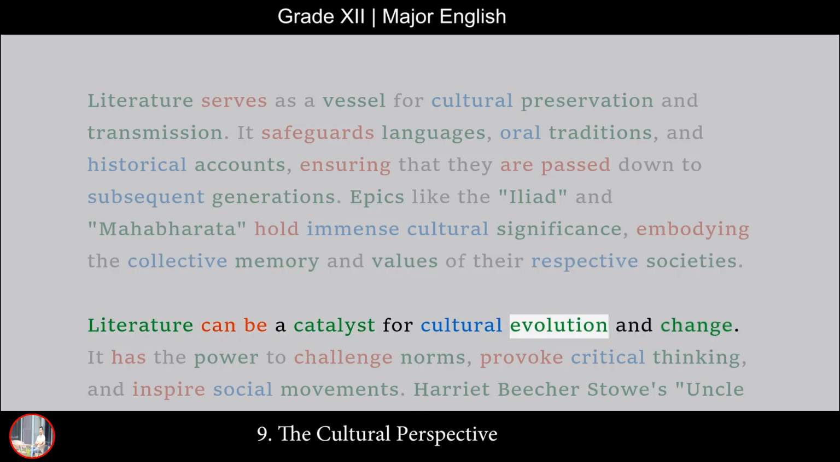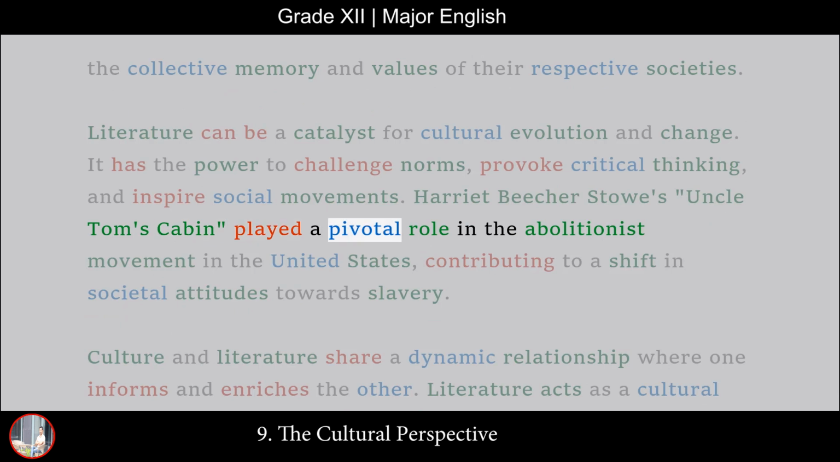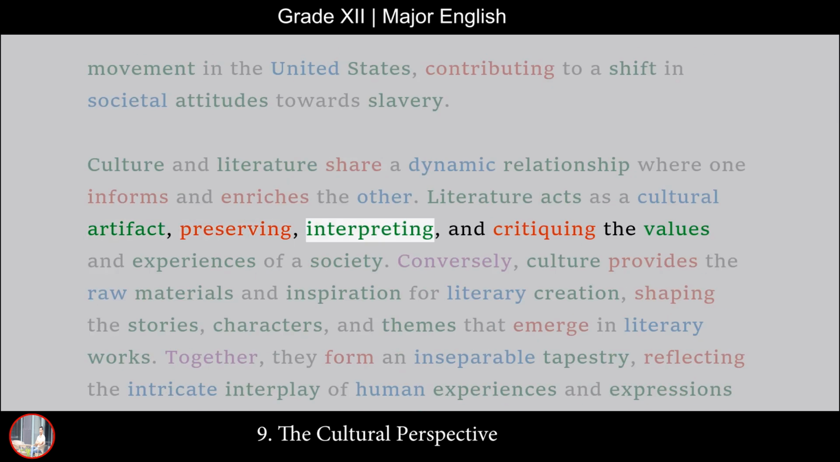Literature can be a catalyst for cultural evolution and change. It has the power to challenge norms, provoke critical thinking, and inspire social movements. Harriet Beecher Stowe's Uncle Tom's Cabin played a pivotal role in the abolitionist movement in the United States, contributing to a shift in societal attitudes towards slavery. Culture and literature share a dynamic relationship where one informs and enriches the other. Literature acts as a cultural artifact, preserving, interpreting, and critiquing the values and experiences of a society.